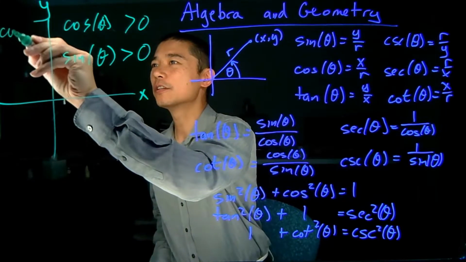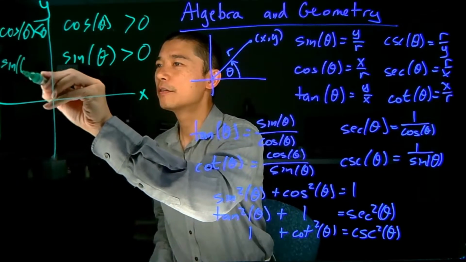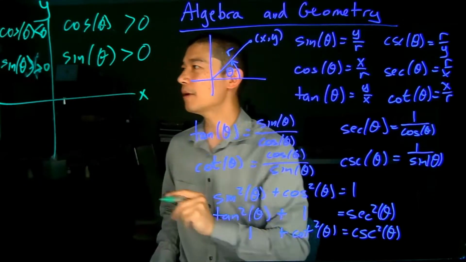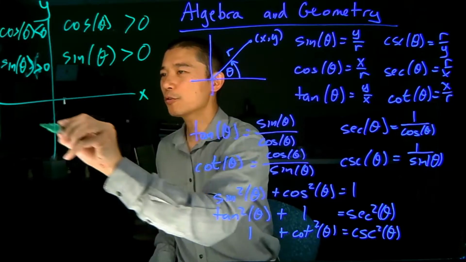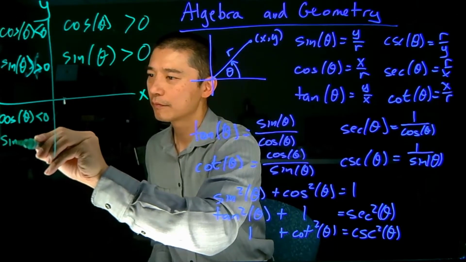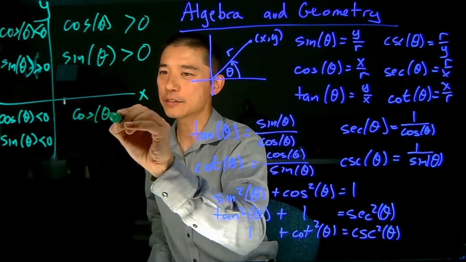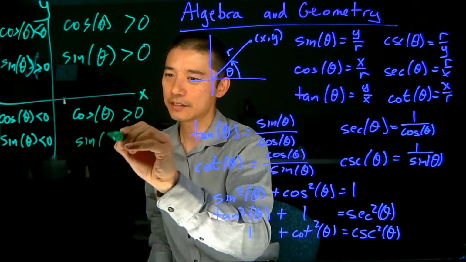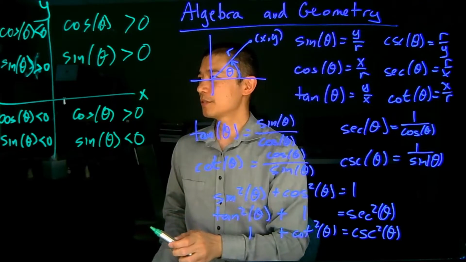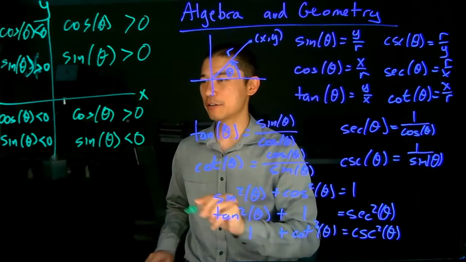In the second quadrant, cosine is negative, but sine is still positive. In the third quadrant, they're both negative. And in the fourth quadrant, cosine theta is once again positive, and sine theta is negative. Knowing these relationships, it turns out that you can determine for each of the trigonometric functions where they are positive and where they are negative.